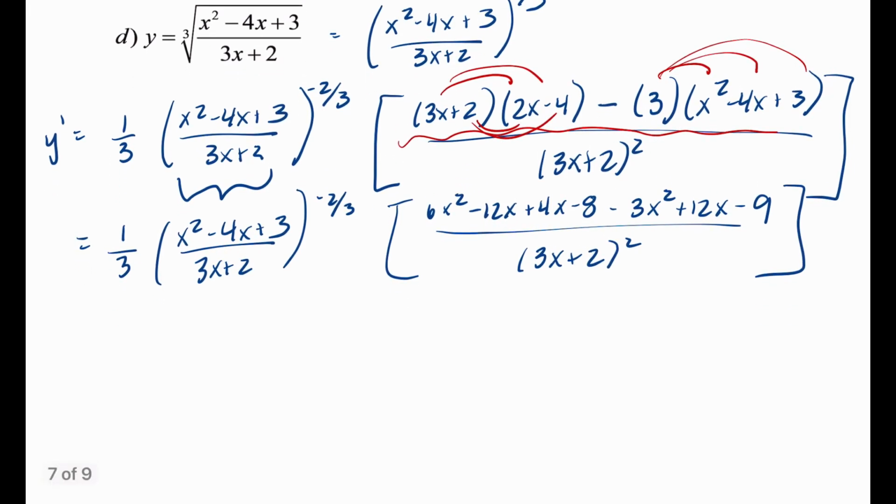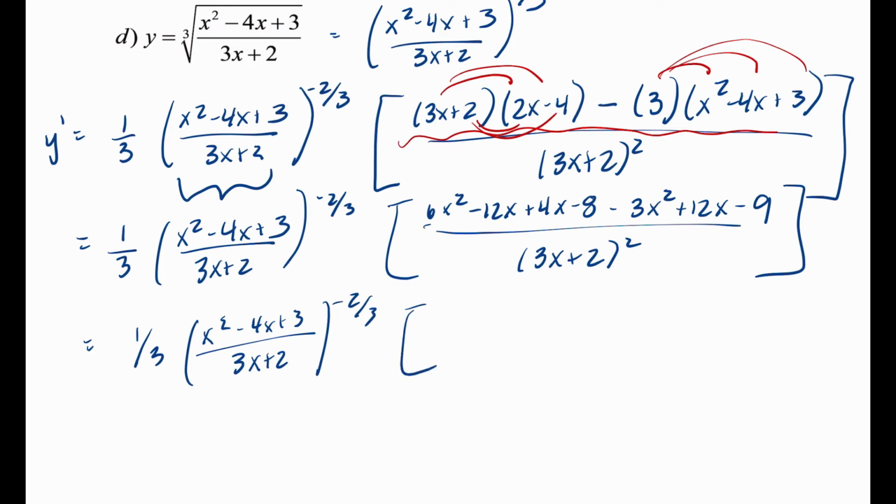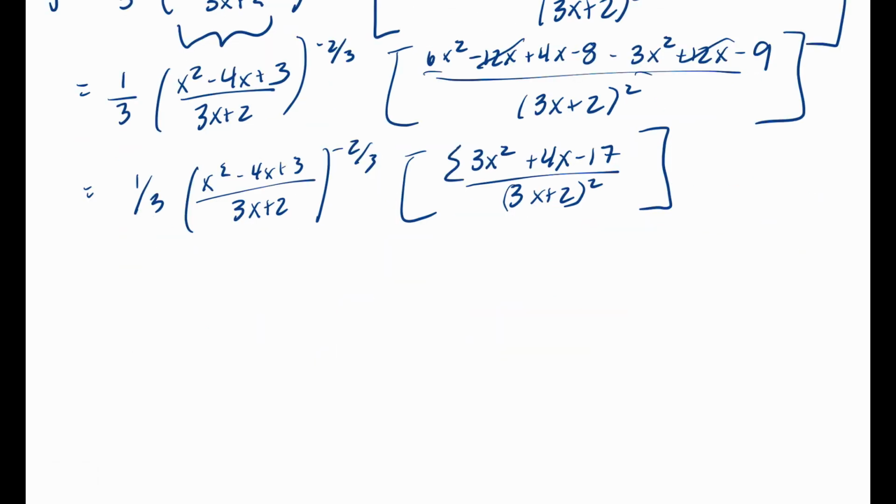So when I look at this, I'm going to do equals 1/3. My front is still just hanging out until I simplify all of my inside. I know 6x squared goes with negative 3x squared, so I have 3x squared. My 12x's are going to cancel, so I'm going to have plus 4x. And then I have negative 8 subtract 9, which is negative 17 over 3x plus 2 squared. So this is completely simplified, my top is, but I'm going to change it around and manipulate it a bit.